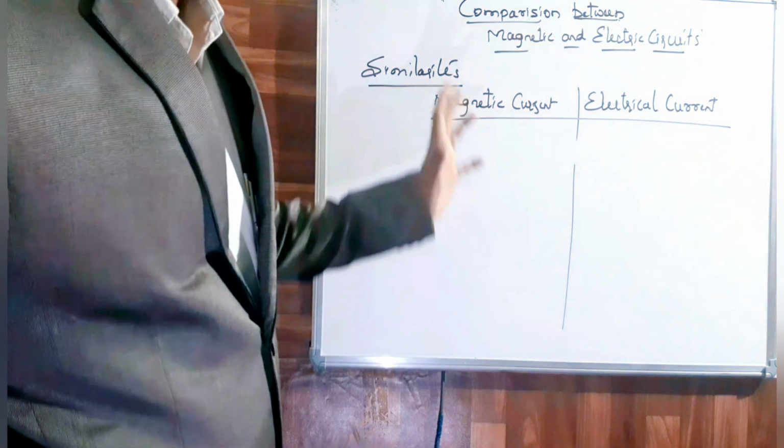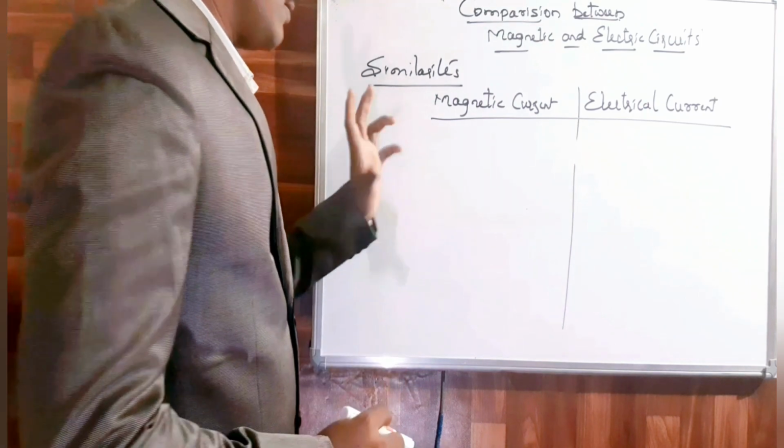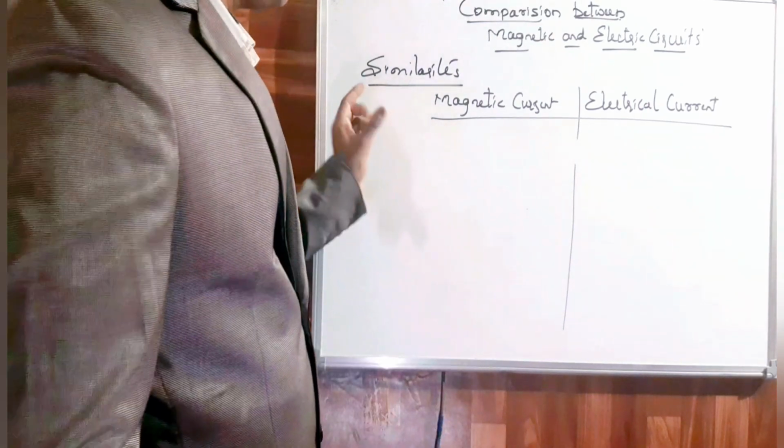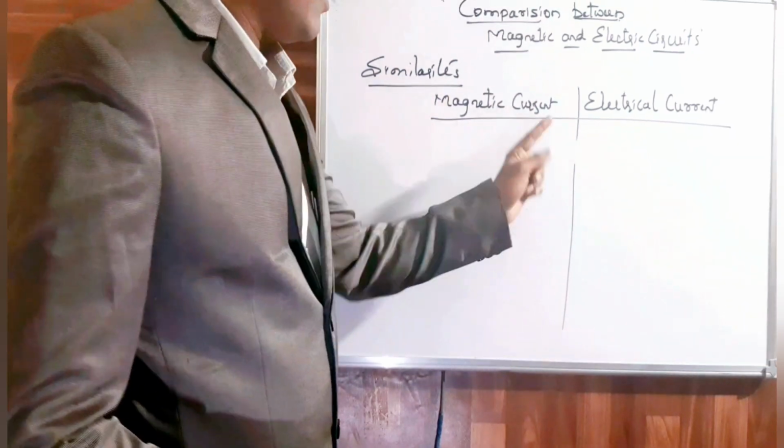Let us discuss some comparison between magnetic and electrical circuits. There are some similarities first. So let us have a discussion on the similarities between magnetic current and electrical current.